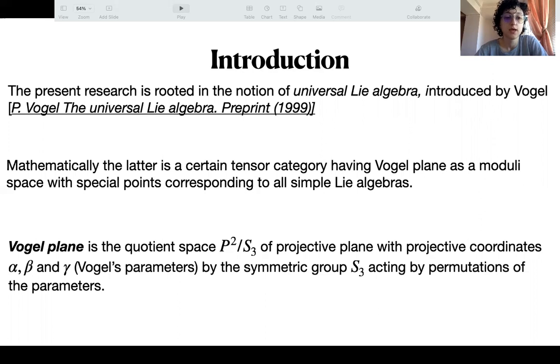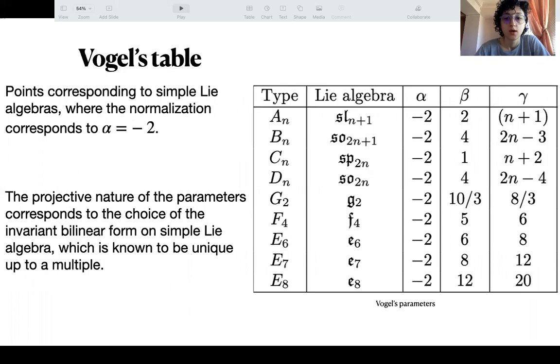Let me recall to you that a Vogel plane is the quotient space of the projective plane with projective coordinates alpha, beta, and gamma, which are called in this context Vogel's parameters, by the symmetric group S3 acting by permutations of these very parameters. Here I present the so-called Vogel's table, which lists all the special points in the Vogel's plane corresponding to simple Lie algebras.